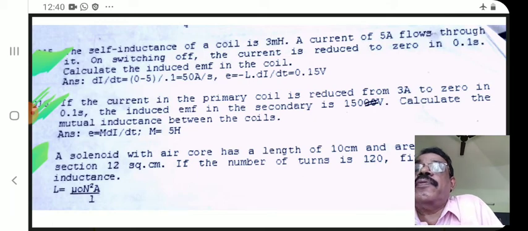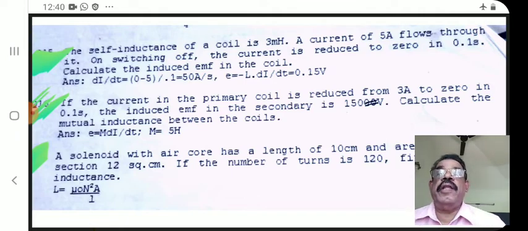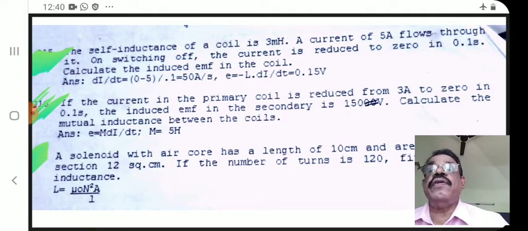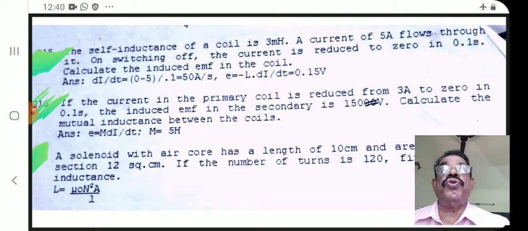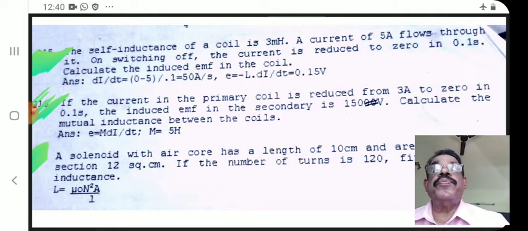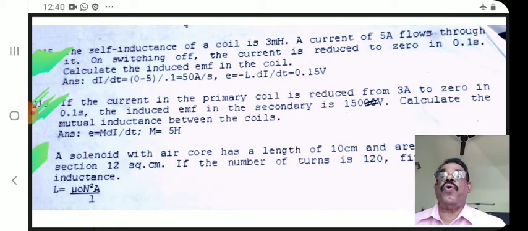The first problem. The self-inductance of a coil is 3 millihenry. A current of 5 ampere flows through it. On switching off, the current is reduced to zero in 0.1 second. Calculate the induced EMF in the coil. It's a very direct question.